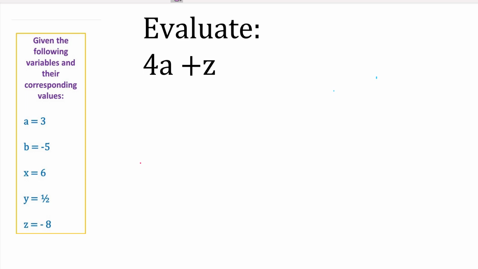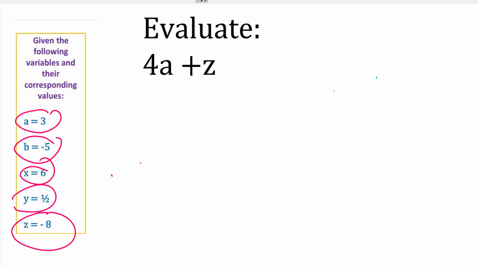Before we solve this problem, we are going to use the data for the variables and the corresponding values here on the side. Z equals -8, Y equals 1/2, and X equals 6, B equals 5, A equals 3. So whenever we see variables like A, then we'll get the values from here. We'll get values from the left.